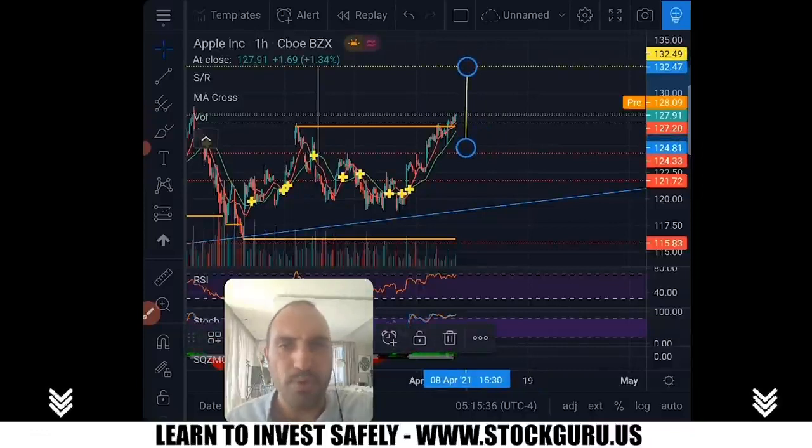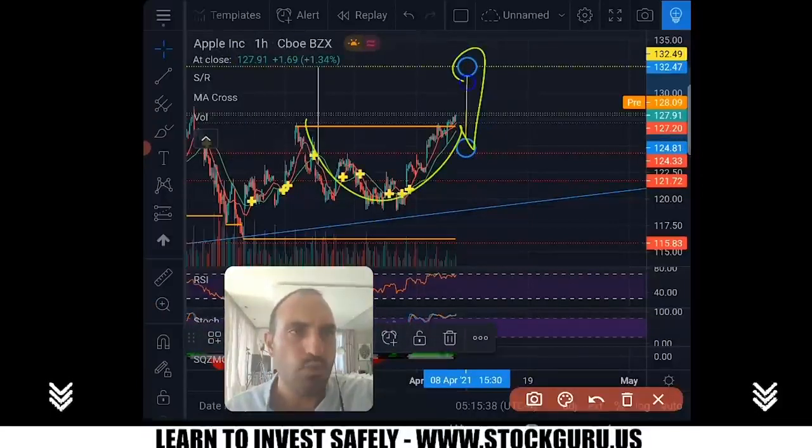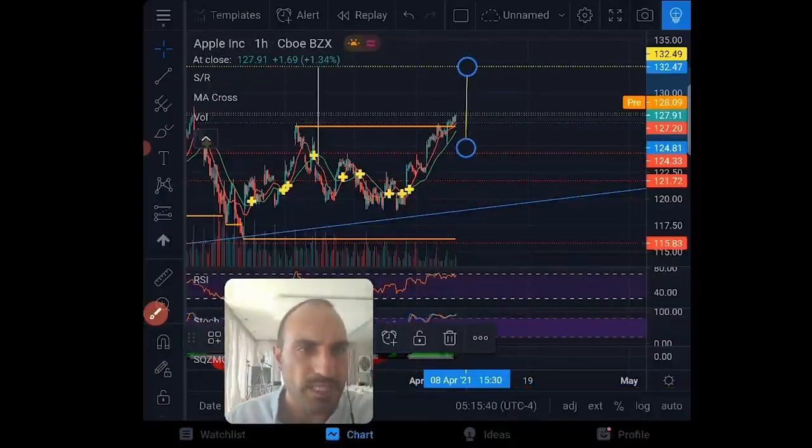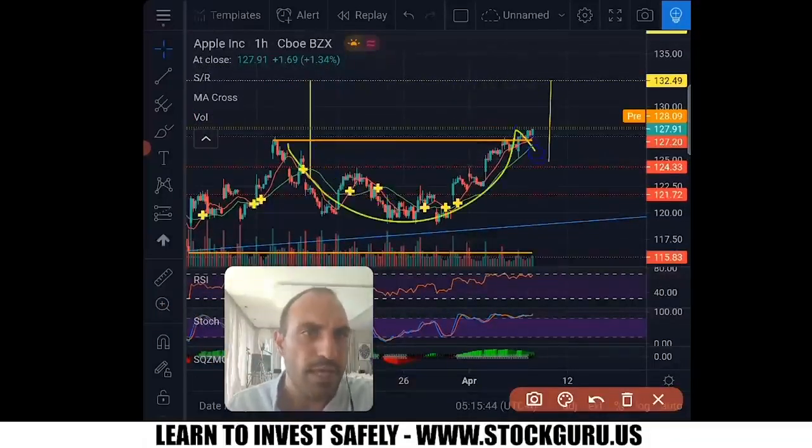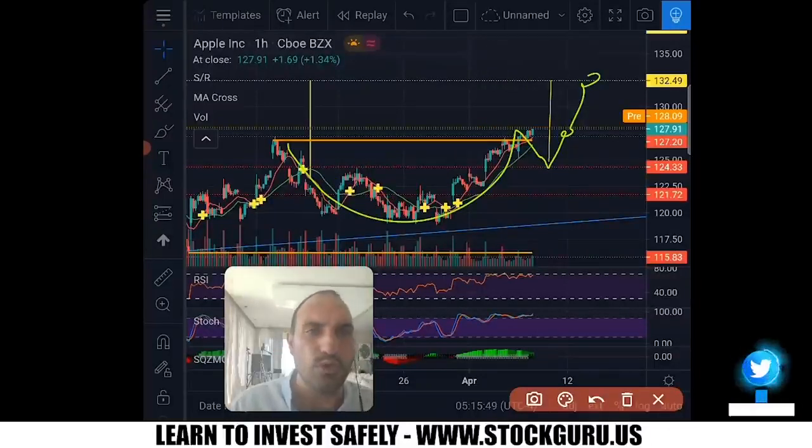So that breakout of the cup and handle also lines up with this 132 target. So that's a possible scenario for Aapl, that it comes back down, bounces off 124, and then heads up to 128, 132 going to April 12th. That's one scenario for Aapl.